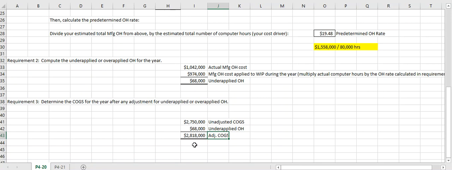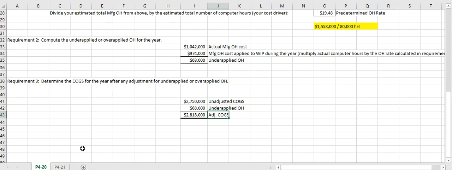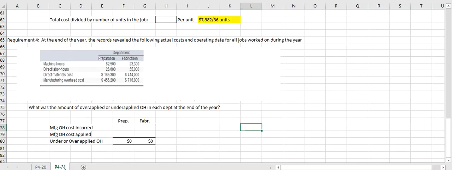Now, if we had overapplied overhead, we're going to do the opposite. We would have subtracted that $68,000 because we would adjust our cost of goods sold down because there would be too much overhead in that cost of goods sold, so we need to back some of it out. So add if you've underapplied, subtract if you've overapplied. So that's all there is to P4-20.